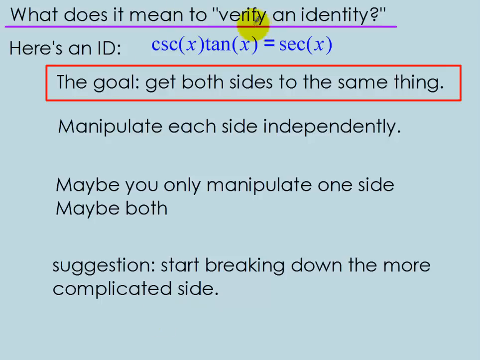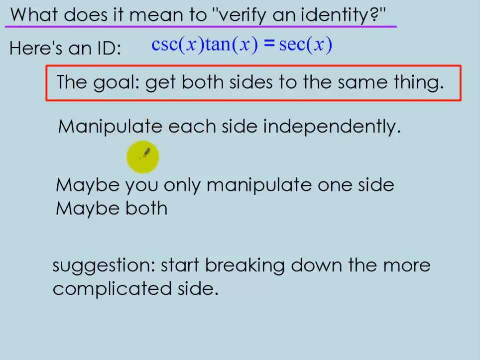What does it mean to verify? Well, we have this example, cosecant of x times tangent of x equals secant of x. Now, you have to verify that. So the goal is to get both sides of the equation to be the same thing. Like I want to break this down so it's like cosine of x equals cosine of x, or secant of x equals secant of x. Whatever. They just have to be the same thing.